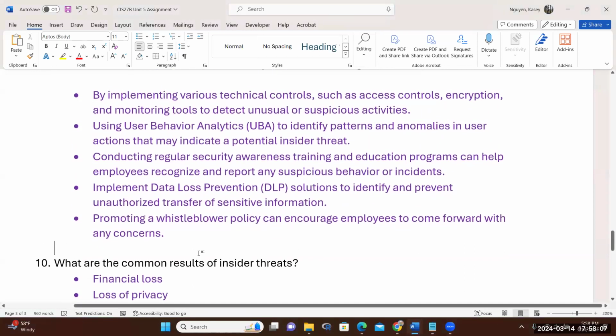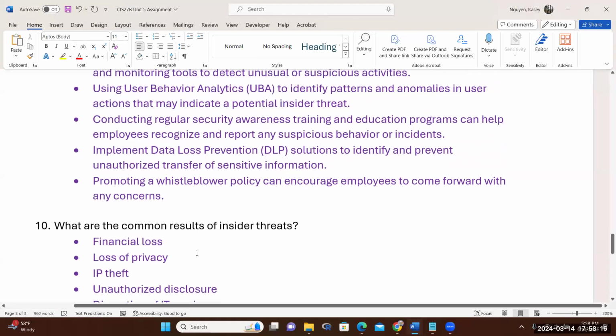So the common results, right, with insider threats, what are the companies really facing at the end? If you look at the diagram, this came from the image that's at the end of the note sets.